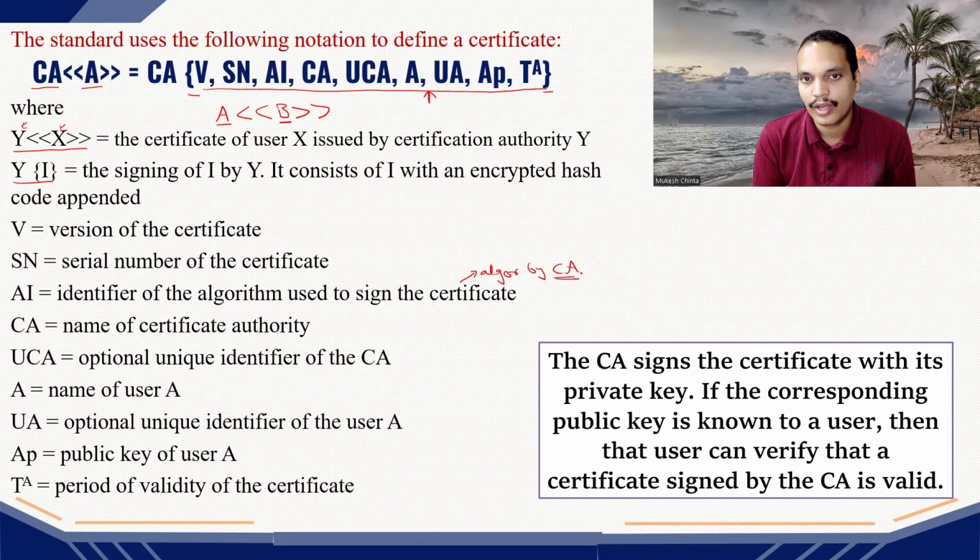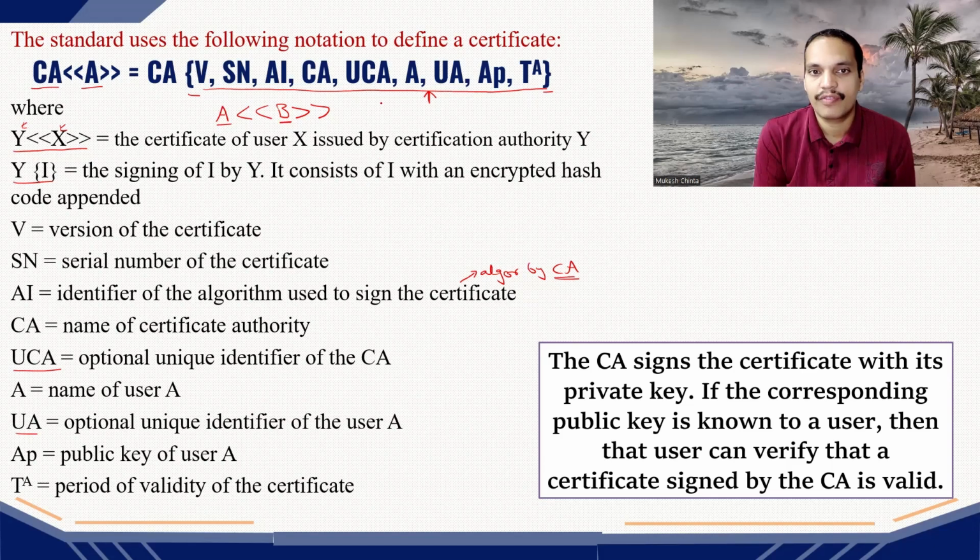This is the algorithm used by the certificate authority. Remember that to create the signature, which algorithm I'm using, whether I'm using RSA, whether I'm using some ECC, or whether I'm using some other scheme like DSA, all those things are covered here. CA is the name of the certificate authority. UCA, once again, is the optional one, the unique identifier of the CA. UCA and UA are the two fields which are added in version 2.